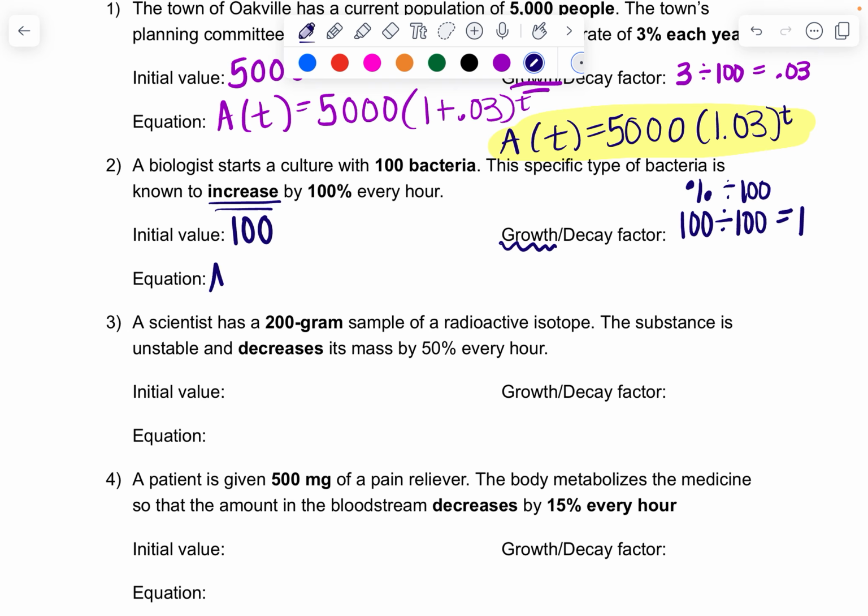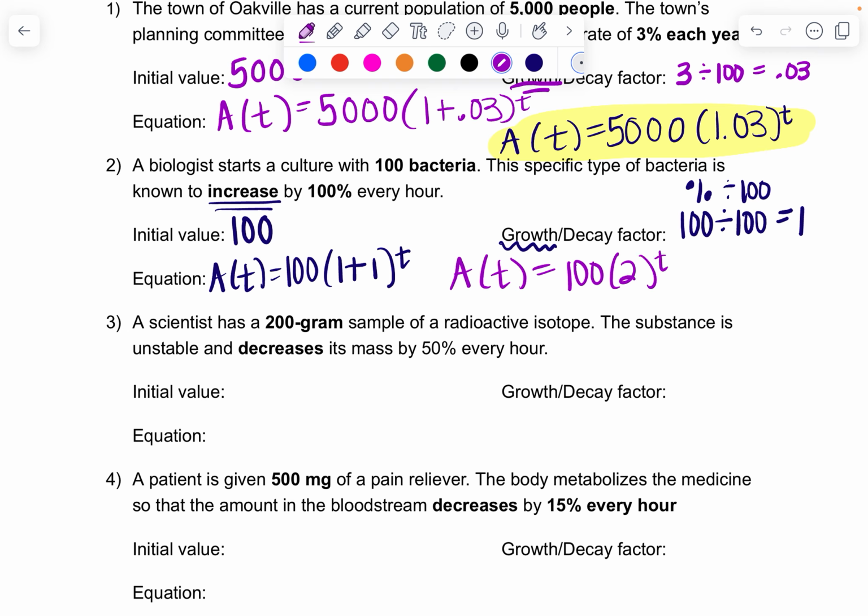So our equation, A of t equals our starting value times 1 plus 1 to the power of t. 1 plus 1 is 2. So our final answer then will be A of t equals 100 times 2 to the power of t.